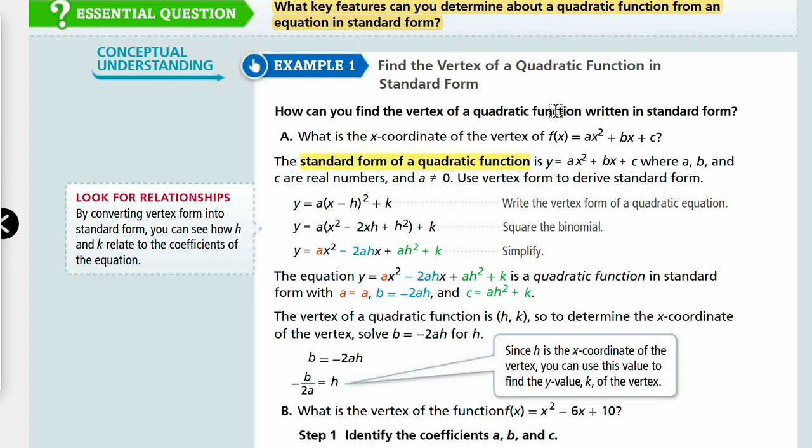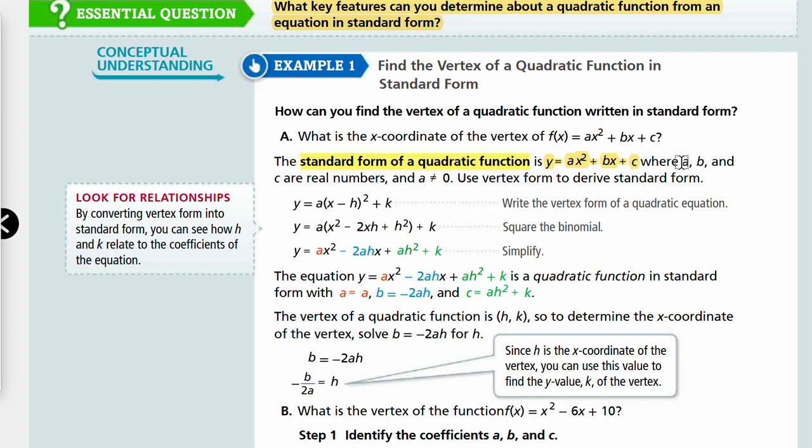equation in standard form. So first of all, the standard form of a quadratic function is y equals ax squared plus bx plus c, where a, b, and c are real numbers and a is not equal to 0, because if a were equal to 0, then it would not be a quadratic function, it would just be a linear function or just a constant function, right? So it could be any number except a is 0.